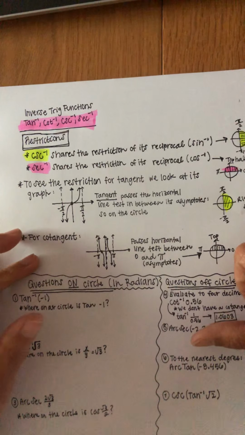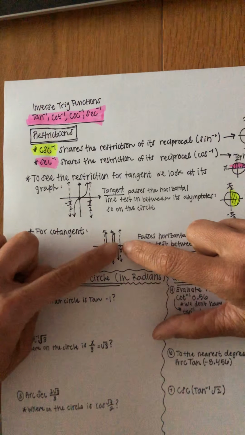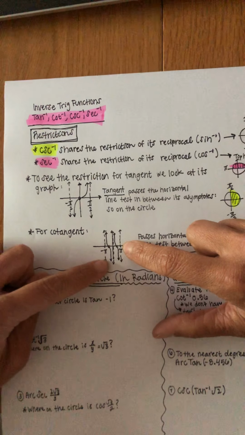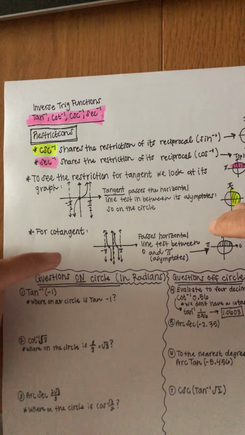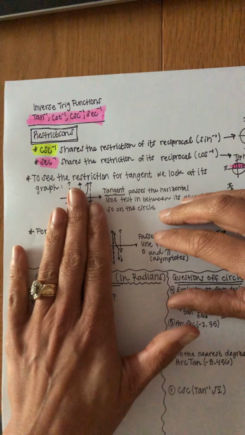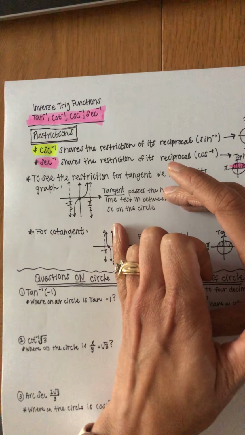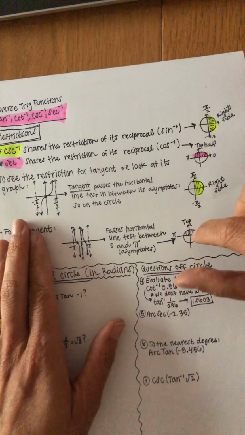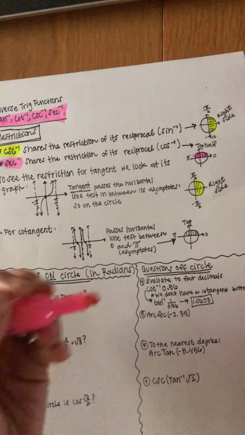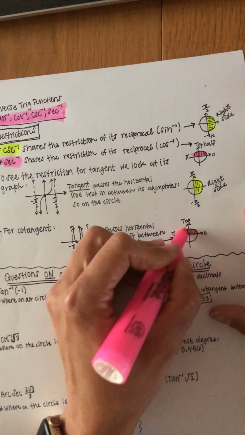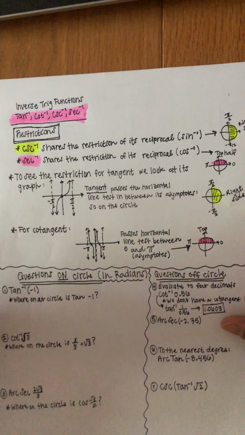For cotangent, remember, in between those two asymptotes, we have two cycles going on because we had that hidden asymptote in the middle. It passes the horizontal line test if we chop off half that cycle. So if we go from 0 to pi, or from negative pi to 0, we are looking at the top half of the graph. So cotangent is also restricted to the top half, just like secant and cosine are.